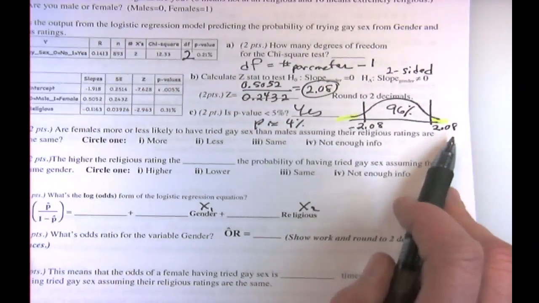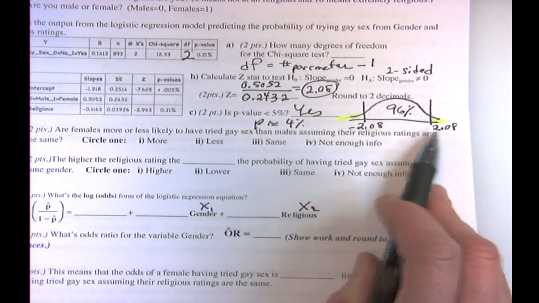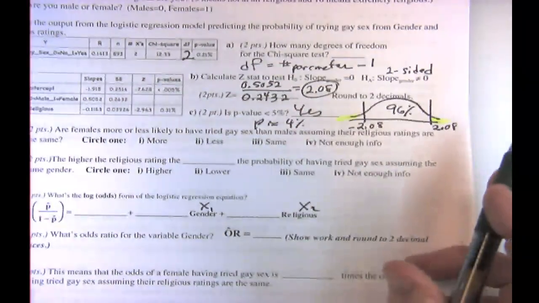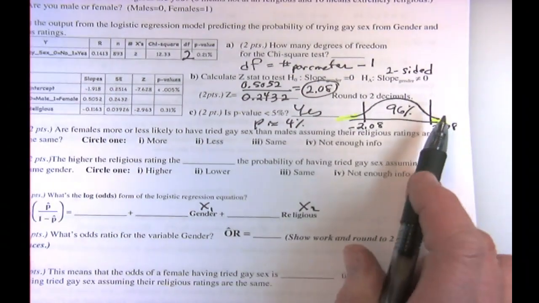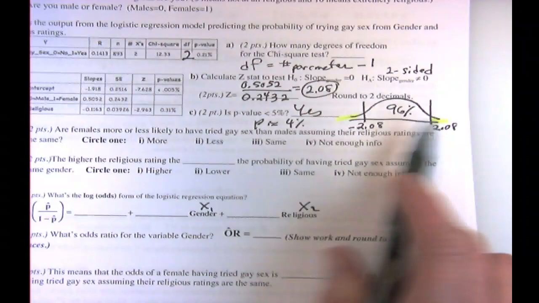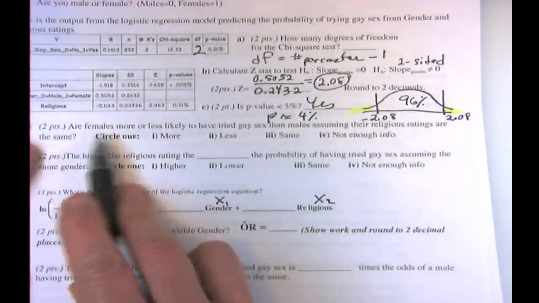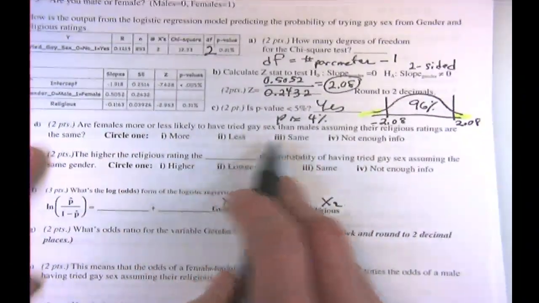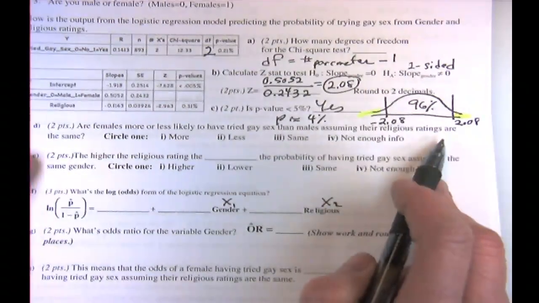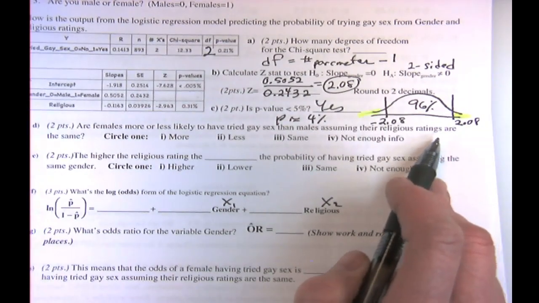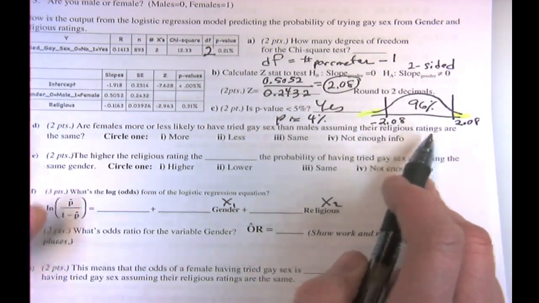All right, so now, it's significant, and it's saying that, controlling for how religious they are, are females more or less likely to have tried gay sex than males, assuming their religious ratings are the same? So for the same level of religion, are they more or less likely?